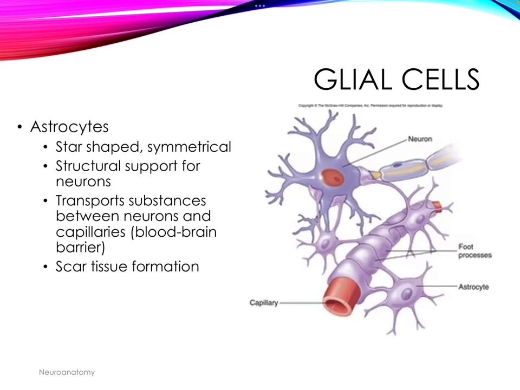When we look at astrocytes, for example, these are star-shaped. Here's an example of an astrocyte. They're very symmetrical. They serve as a structural component. And here you can see how they wrap themselves around different neurons. They're important for transporting substances because, if you can see here, there are some gaps. Some of these are really tight junctions to allow nothing through.